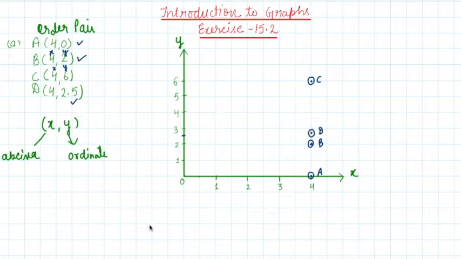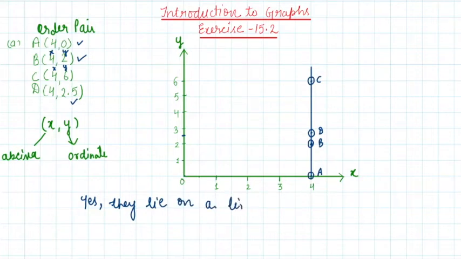Now the question is, mark all the points in the Cartesian plane and verify if they lie on the same line. So if I join A to B to C and to D, are they lying on the same line? Yes, they are lying on the same line. So we have already plotted all the ordered pairs in the Cartesian plane, and in the answer statement we can write: yes, they lie on a line. All four ordered pairs are lying on one single line. So this was the first part of this question.